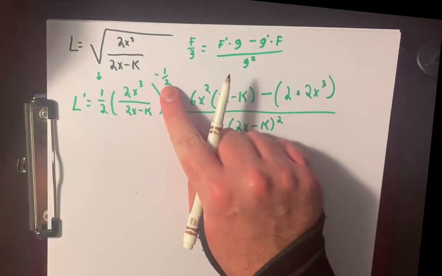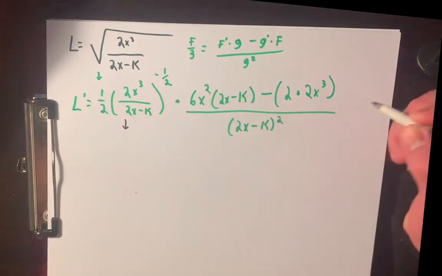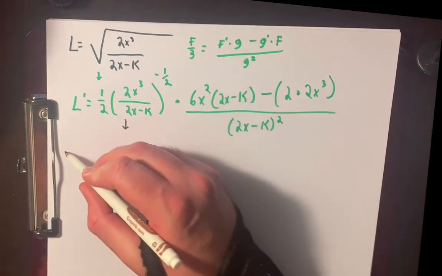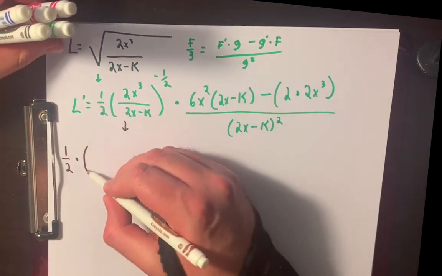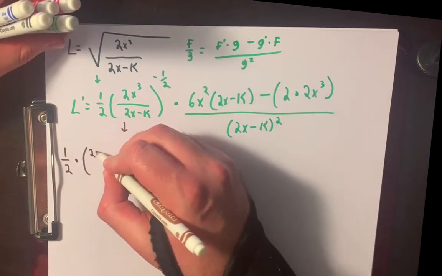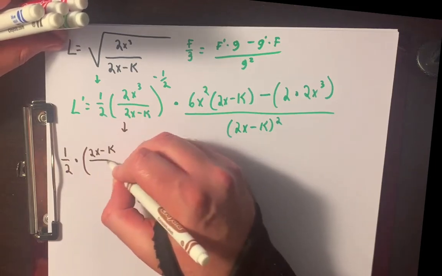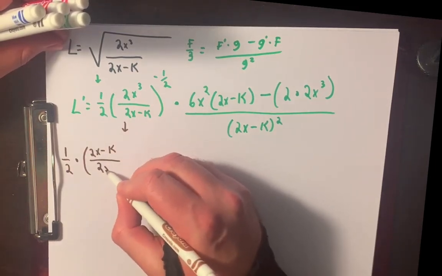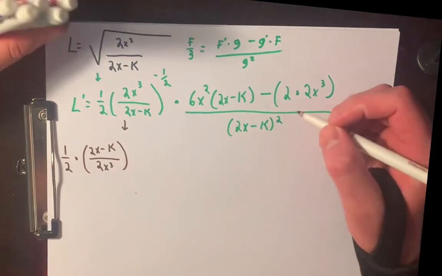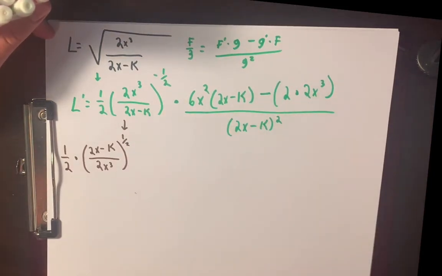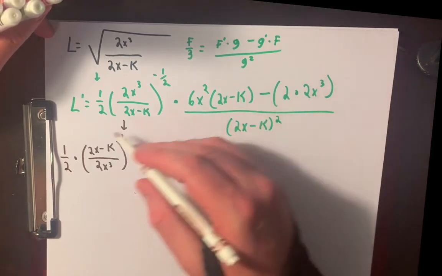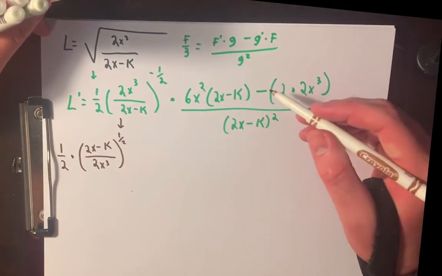So we have something raised to a negative power. That tells us that we have to flip the fraction that we're working with here. So we're going to go ahead and just rewrite this whole thing out. 1/2 times, I'm going to flip this, 2x minus k over 2x to the third. And this is still raised to the half power. I haven't gotten rid of the 1/2 yet. And then I'm going to just stop there, and I'm going to go to this side here.